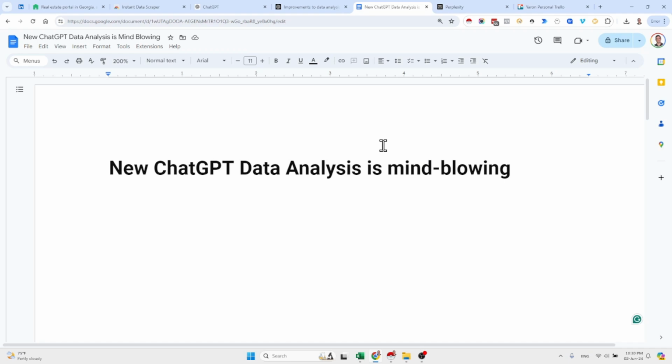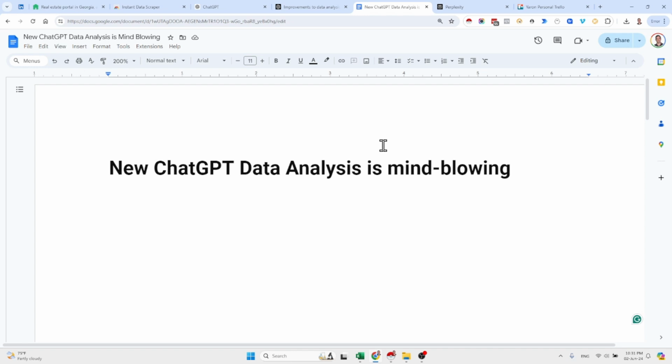The new ChatGPT data analysis is mind-blowing. Today, I had to analyze conversion rates in one of the e-commerce websites that I'm managing. We had a drop in conversion rates in the last few days, and also the AOV, average order value, was going down. And I wasn't sure what was the reason. I wasn't sure if these were just natural dips, or is it something that I really had to investigate and analyze because something went wrong and something was broken in the funnel?